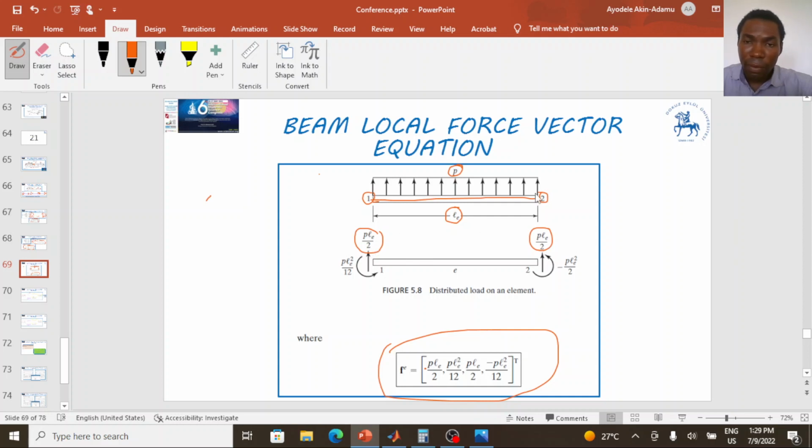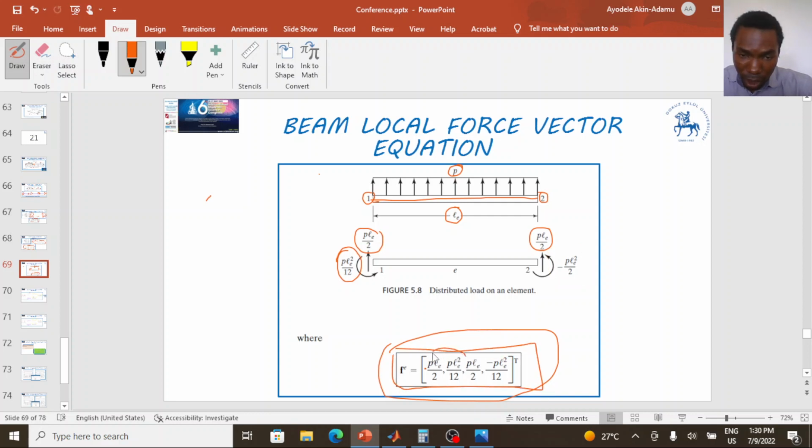Also for the moment, the effective nodal moment is given by these two values. You don't need to worry about the positive, negative. Just know the magnitude. That's what is important. So we have 4 components, and these 4 components is actually what is arranged in this force vector.